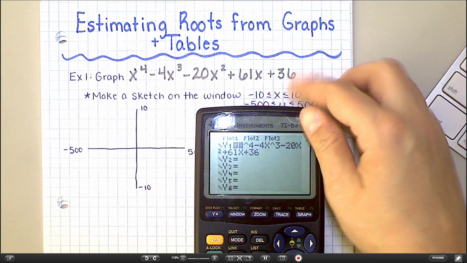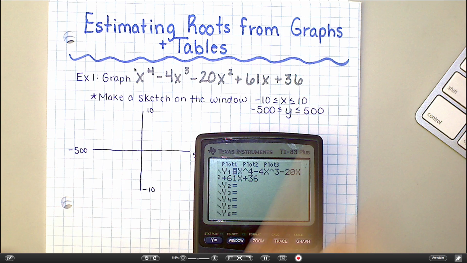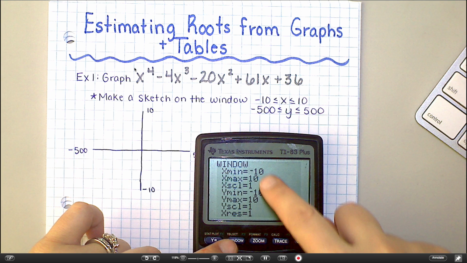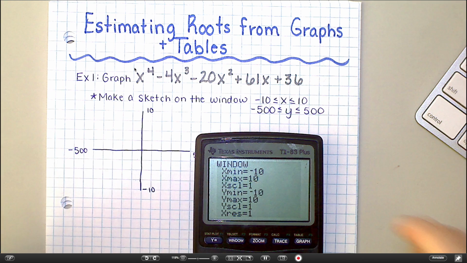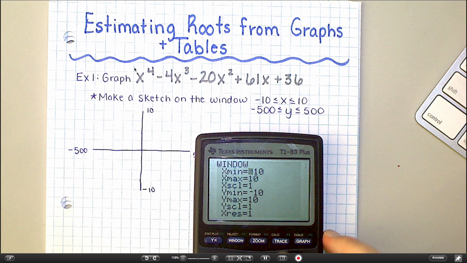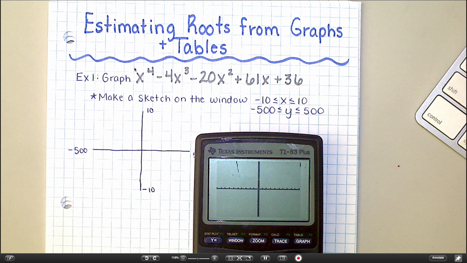I'm going to go ahead and adjust my window here. So I want my window to go on the x's from negative 10 to 10, which it already does. If you're on a standard window, it should already be there. If you have an adjusted window for something else, you're going to want to fix it. So negative 10 to 10. And then for my y min and my y max, I want to go negative 500 to 500. Okay. And then I just want to hit graph and see the pretty picture. And it should look something like this, kind of like a crazy W.